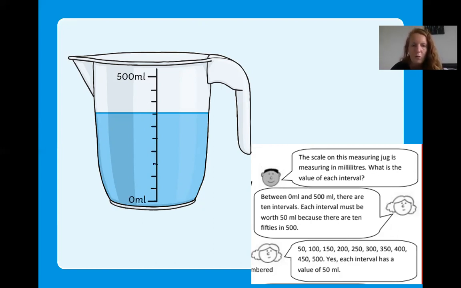So we know that the water is, we can even count down, so 500, 450, 400, 350. The water here is at 350 milliliters. Do not forget your units of measurement.